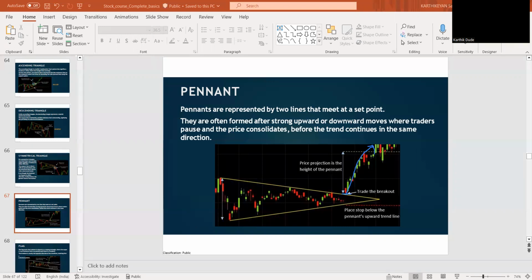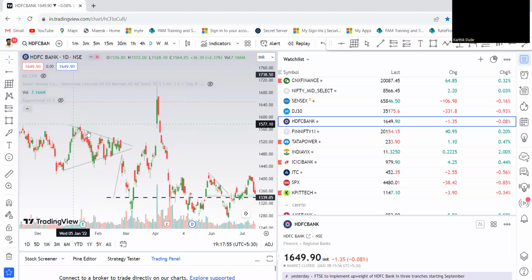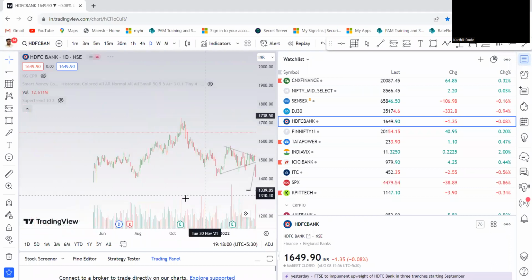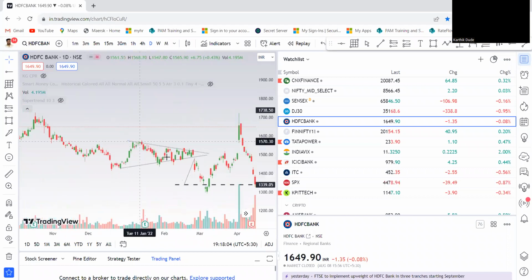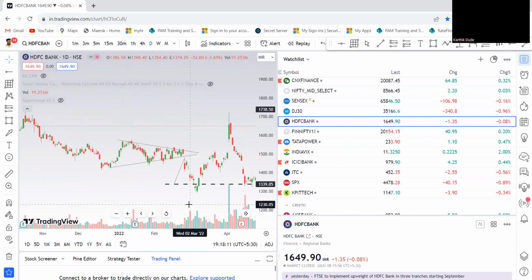I think even this one can be considered as a pennant. Whether it's a symmetrical triangle or a pennant, everything is the same actually, just how we view it. You just draw a line. One, two, three, four. Four times it has respected on the down side. One, two, three, four, five times it has respected, and it has broken and it came down.